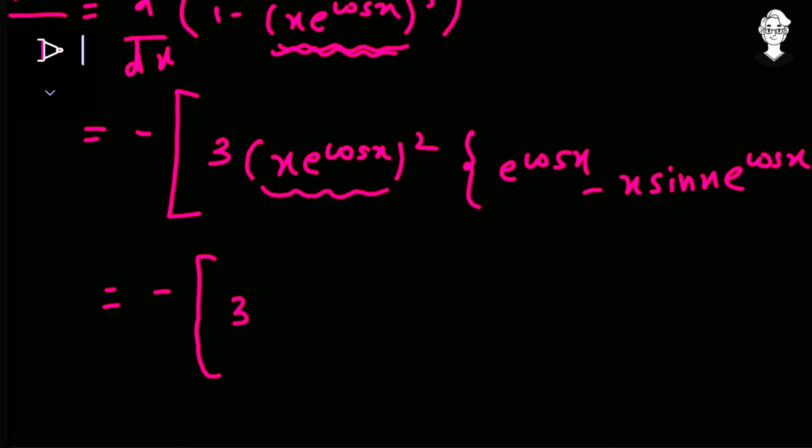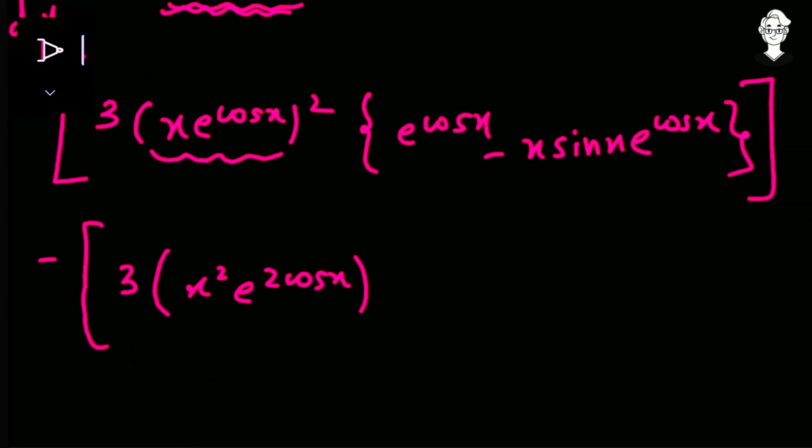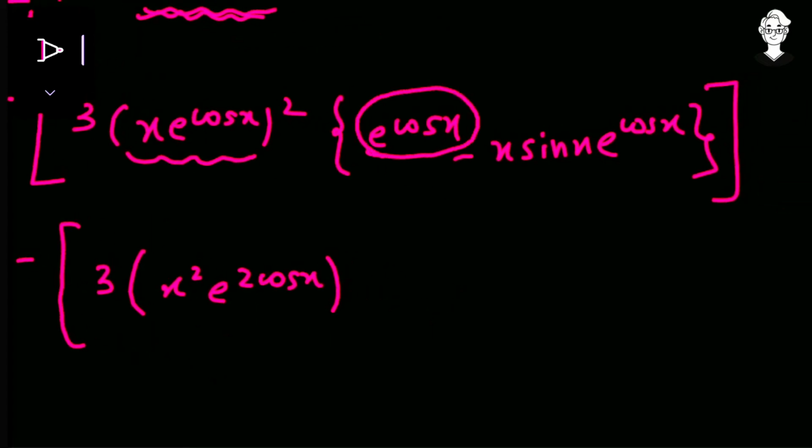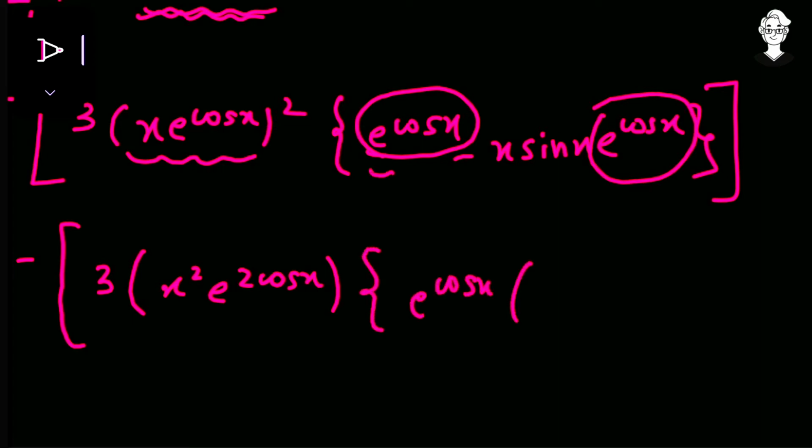According to the exponential rule, it can be written as x squared e to the power 2 cos x, and from this I can see e to the power cos x and e to the power cos x can be taken common. So e to the power cos x taken common, so what remains inside the bracket over here? Nothing. So 1 here, x minus sin x, so x sin x.